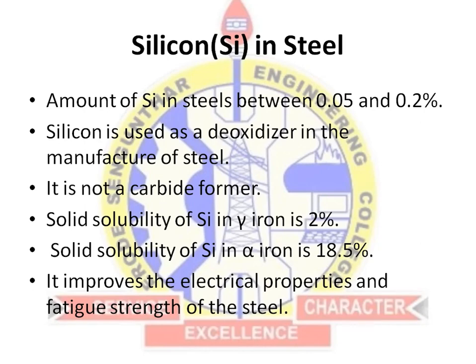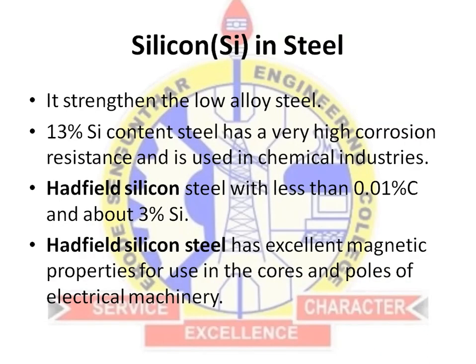Next, it improves the electrical properties and fatigue strength of the steel. Electrical properties means conduction, convection and radiation properties, so basically it improves the conduction process. Apart from these three, it increases the strength of low alloy metal. Then 13% of silicon content in steel gives very high corrosion resistance. So it helps as an anti-corrosion agent, and it is also used in chemical industries.